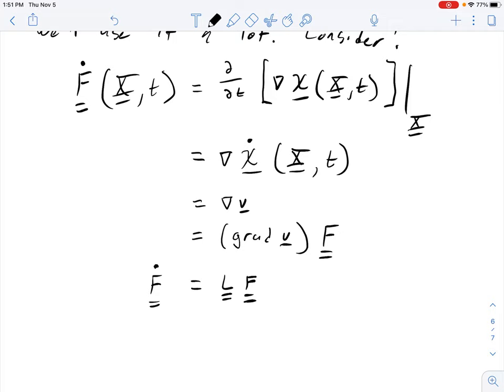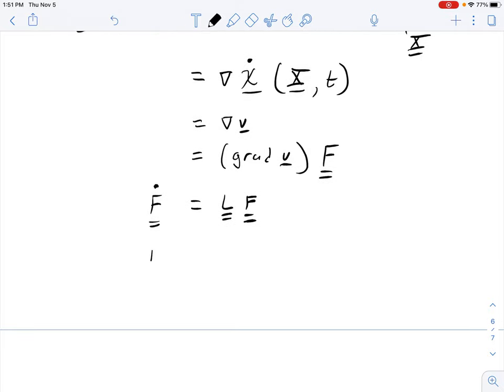So that's a pretty useful formula for the time derivative of the deformation gradient in terms of the spatial velocity gradient and the deformation gradient itself. And we can invert F. So we also have that L is equal to F dot F inverse.